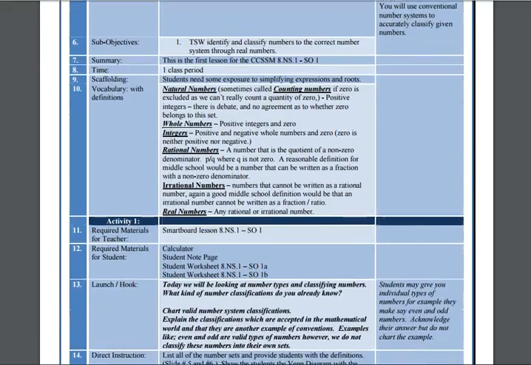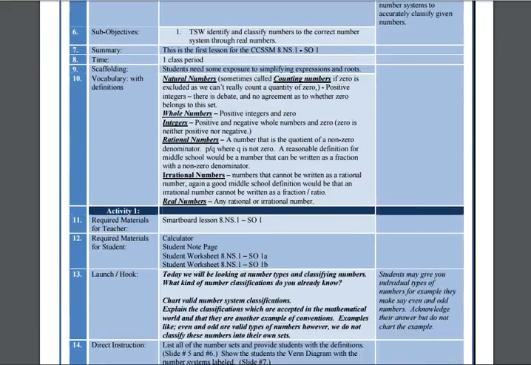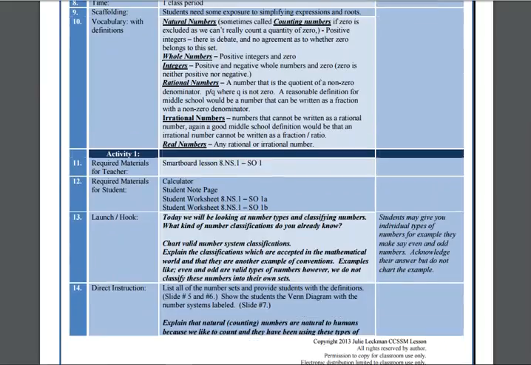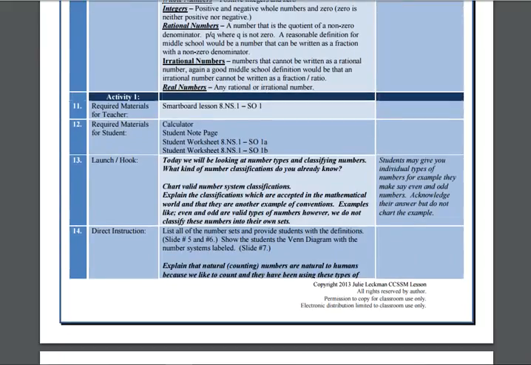Basically, in the first part of my lesson, the students will need to know their vocabulary: natural numbers, which are considered counting numbers too, whole numbers, integers, rational numbers, irrational numbers, real numbers. Materials that will be required is a calculator. I will provide them with a note page that we will take notes on. The first worksheet will be partnered up, and then the last worksheet will be individualized.